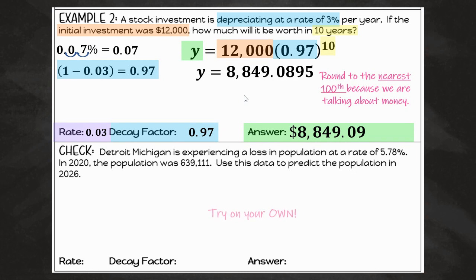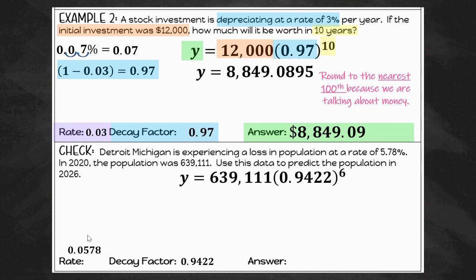All right. I want you to go ahead and try the check on your own. It's about Detroit, Michigan. All right. Pause the video and then come back and check your answer. So Detroit, Michigan is experiencing a loss in population at a rate of 5.78%. So first thing I did was convert that to a decimal. So I subtracted that from 1 and I got 0.9422.